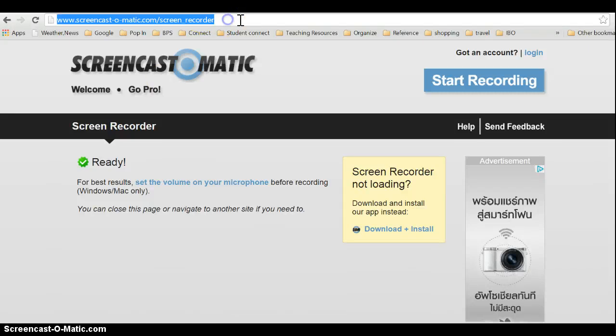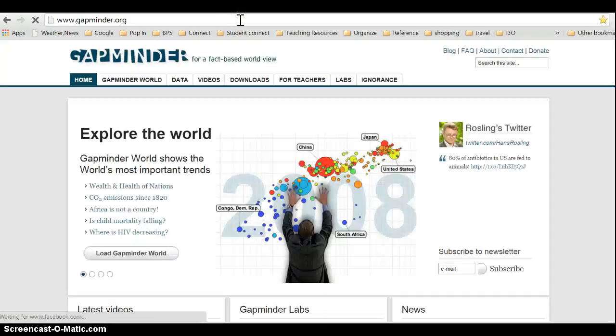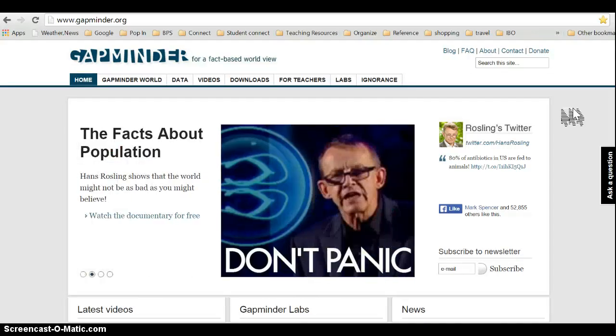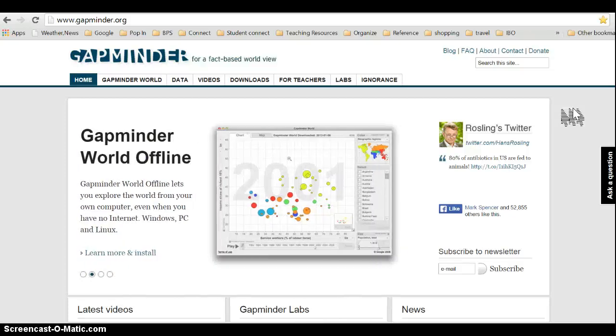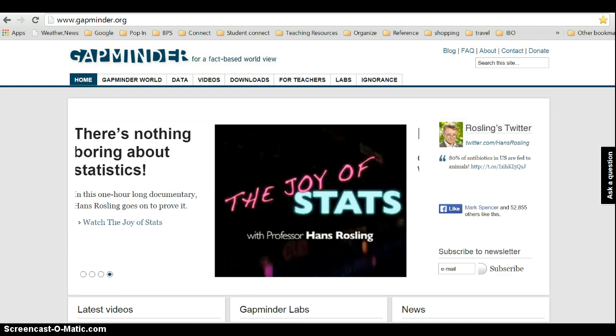Okay, so we're going to start off by going to gapminder.org, and this is going to give us access both visually and mathematically to a lot of data that comes from the CIA World Factbook, from the United Nations, from various censuses, from the Center for Disease Control, and we can take all of that data and graph it using Gapminder.